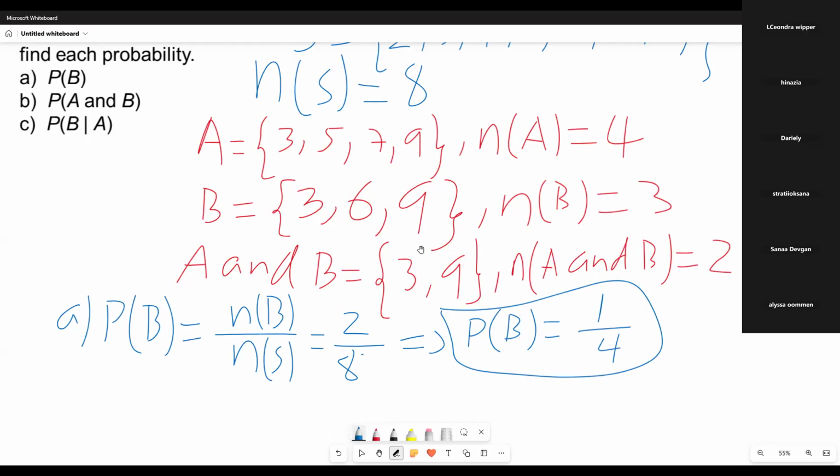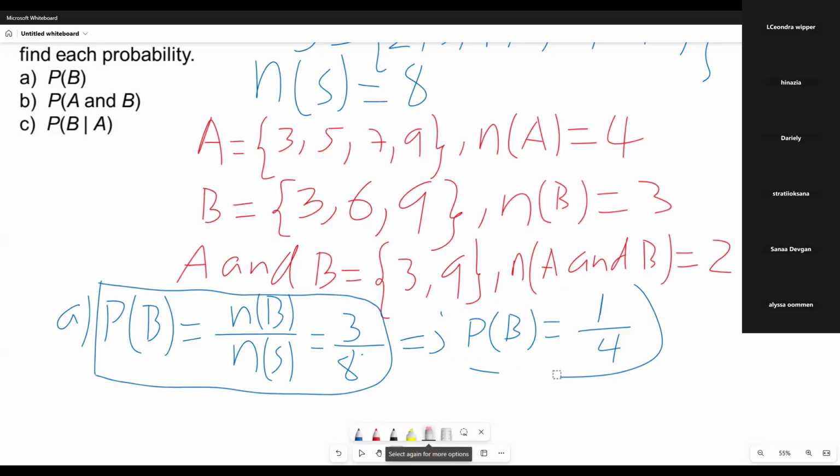Professor, I'm confused. Isn't n of B equal to 3? Yes, you're right. This is just 3 over 8. Thank you. Done here. So let me just remove this. It's 3 over 8. I know I have to put this. Okay.